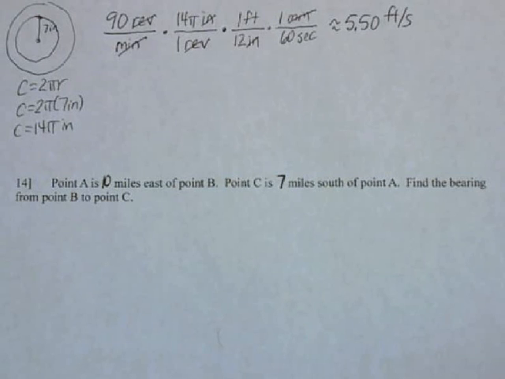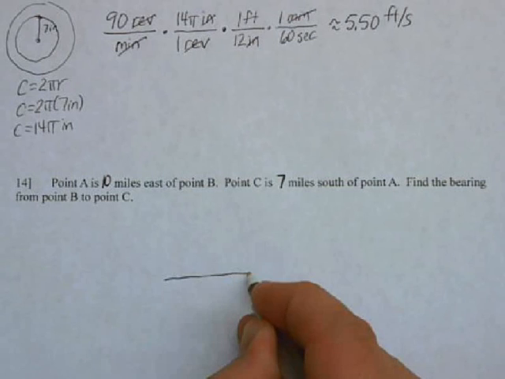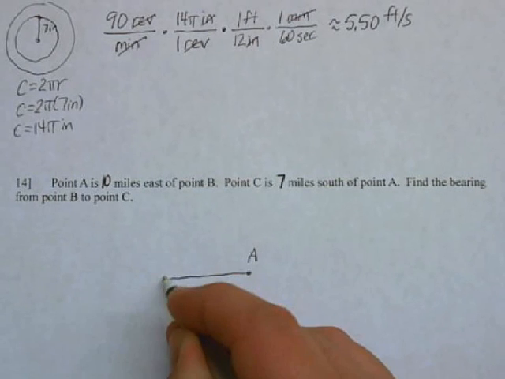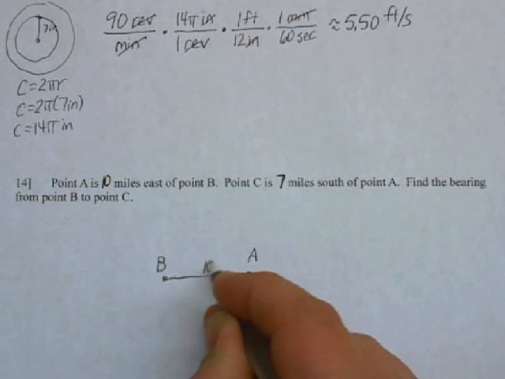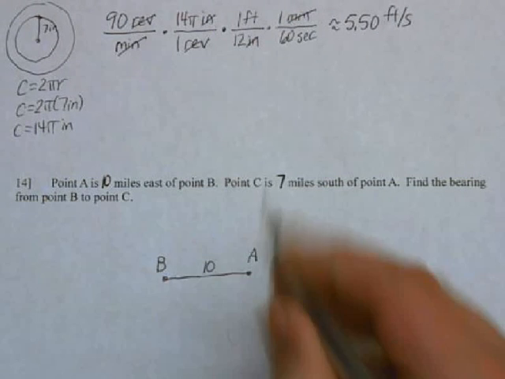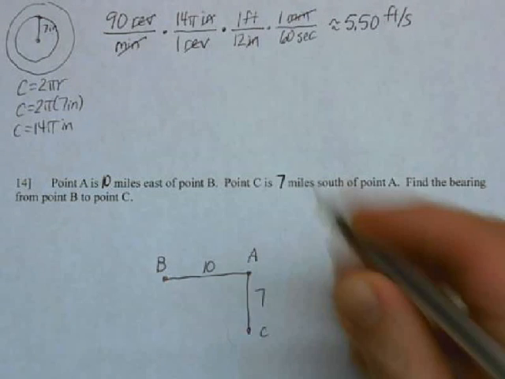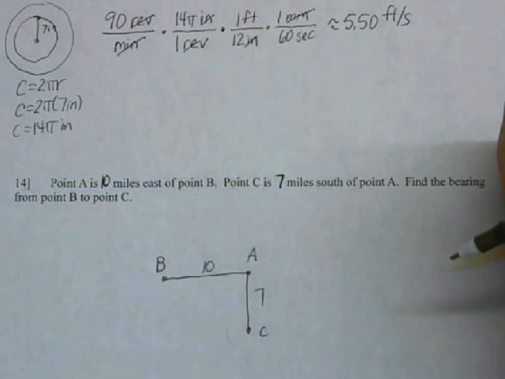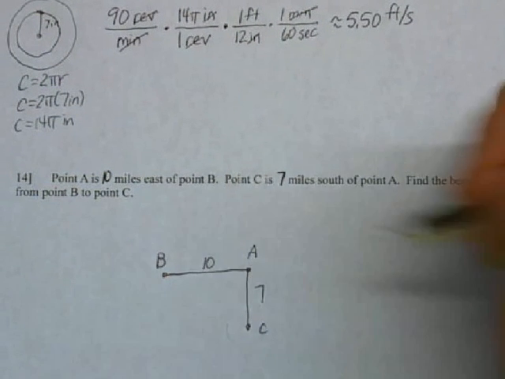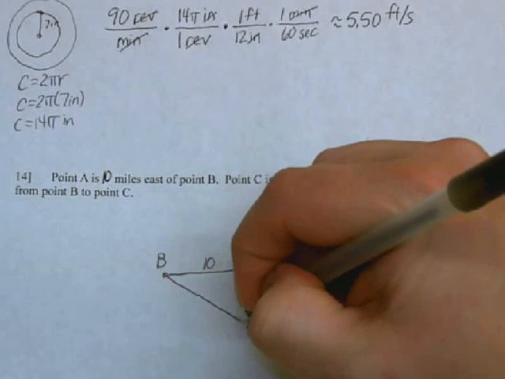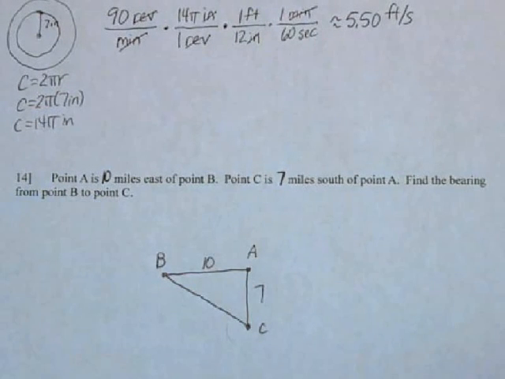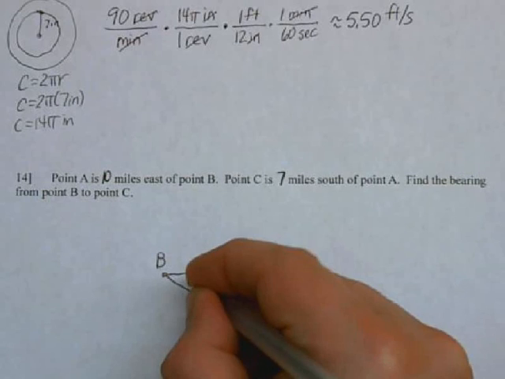Okay, number 14. Point A is 10 miles east of point B. Point C is 7 miles south of point A. We want to find the bearing from point C to point A. Many of you found the distance from point B to point C, not the bearing. So the first step in finding the bearing is we're going to want to find out what this acute angle is in the triangle.